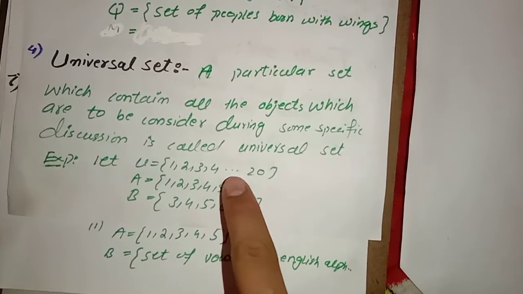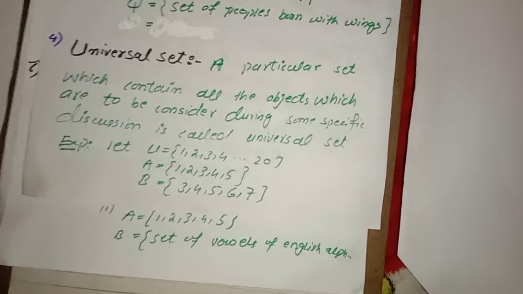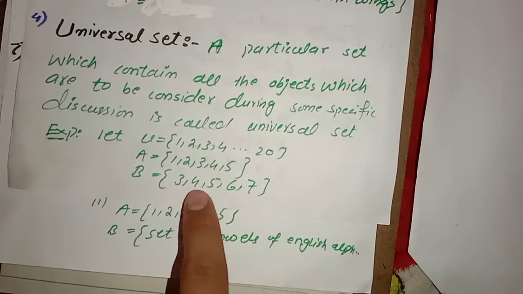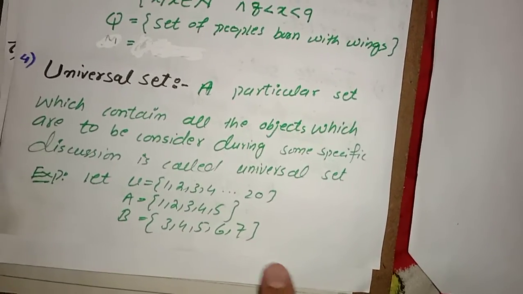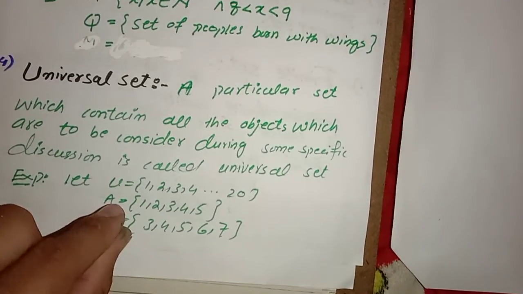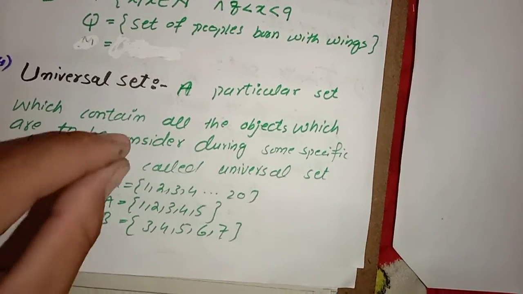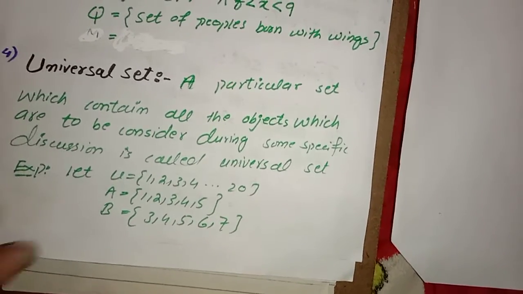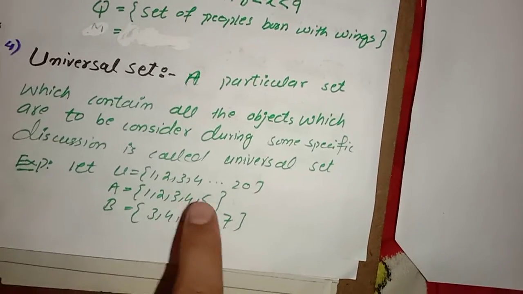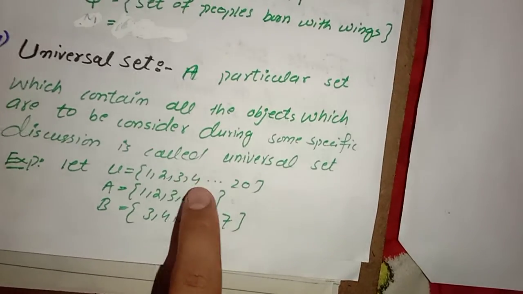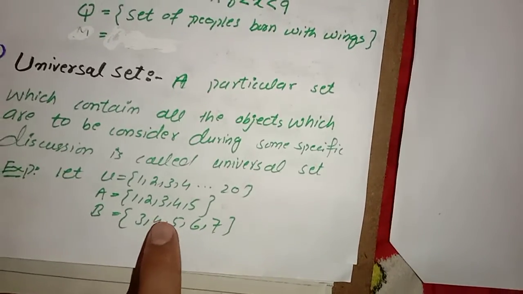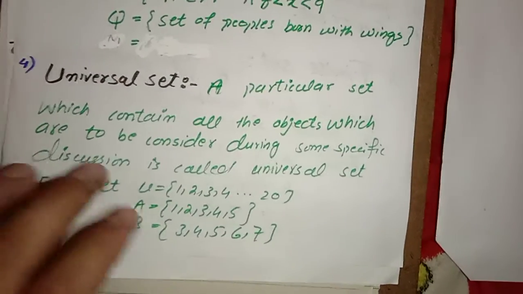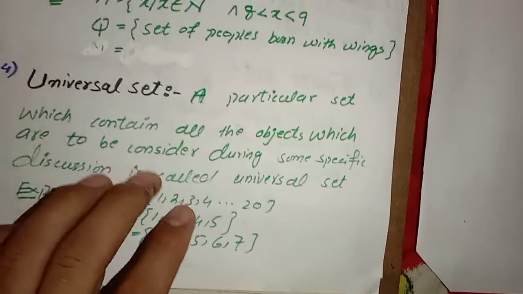U = {1, 2, 3, 4, up to 20}, which is a universal set. A = {1, 2, 3, 4, 5}. Set B = {3, 4, 5, 6, 7}. So sets A and B are subsets of U because the elements of A and B are also in U. In this case, U is a universal set because it is a superset, as the elements of A and B are also contained in set U.